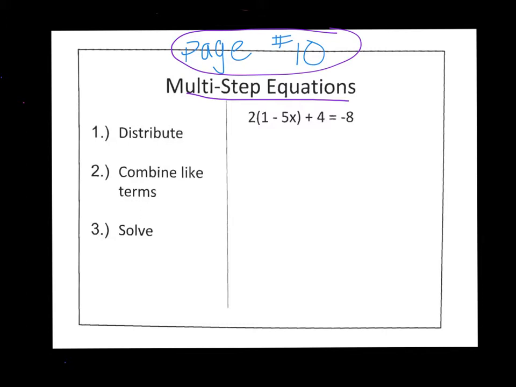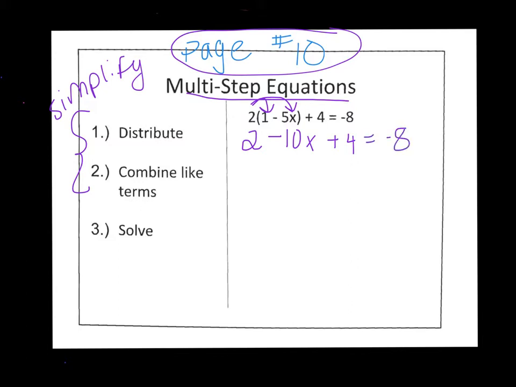So, to simplify, remember, we talked about distributing first and then combining like terms. So we're going to do that same thing here in this equation. We always distribute first, so we're going to distribute the 2 inside the parentheses, multiplying 2 times 1, giving us 2, and multiplying 2 times negative 5x, giving us negative 10x, and then the plus 4 and the negative 8 come down.